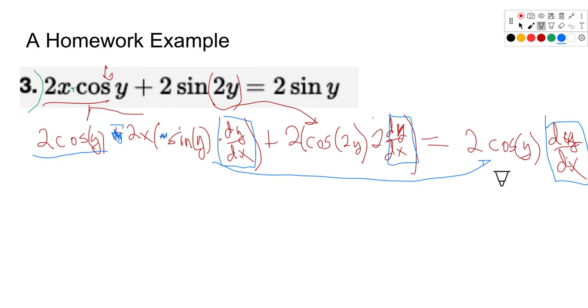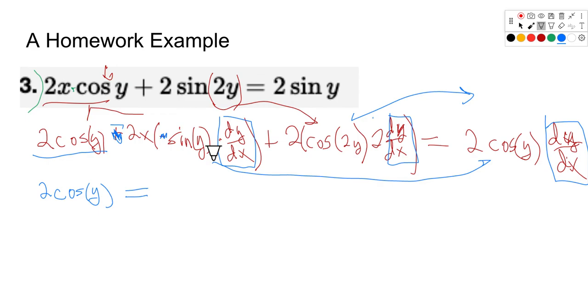Again, you've got to get everything with the dy dx to one side, everything that doesn't have a dy dx on the other side. So I guess I'll move these two over here. So we get 2 cosine y. This is going to go, this is going to go. Okay, so I'm going to put the equals here.